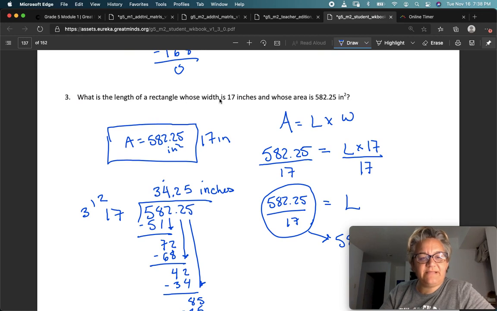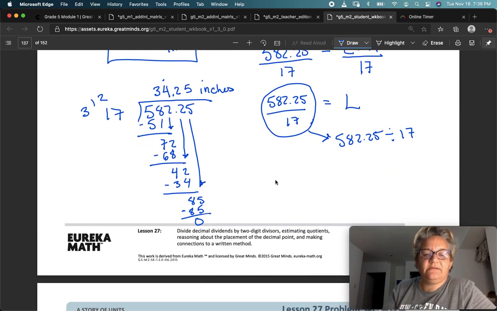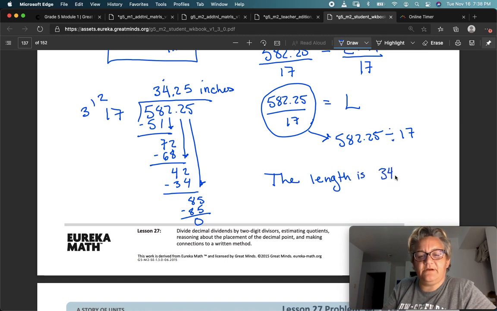What is the length of the rectangle whose width is 17 inches and whose area is 582 and 25 hundredths inches squared? The length is 34 and 25 hundredths inches.